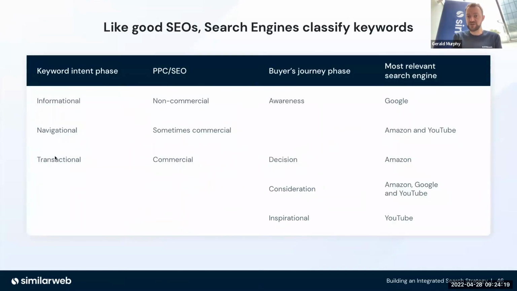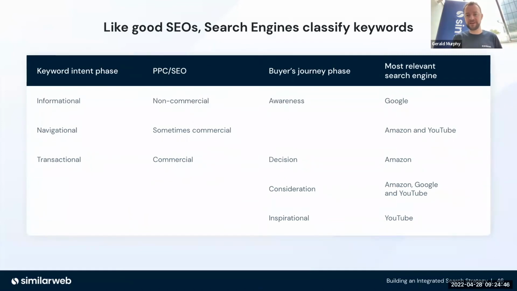Like good SEO, search engines classify keywords. We need to start classifying our keywords. And if you're strapped for time, do it for your most important line of business. The old school way of doing this is looking at keywords and saying, are they informational, navigational, or transactional? I.e., do I want to find, get, or buy? And an even older school way of looking at keywords is to say, are they commercial? Are they non-commercial? Are they a little bit in between?